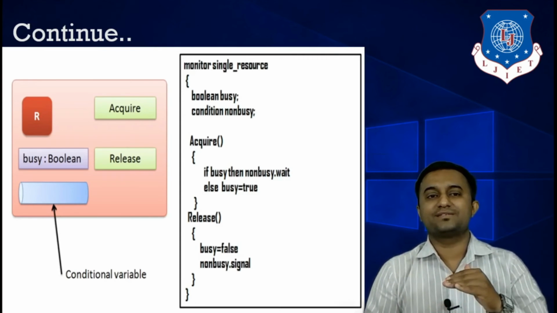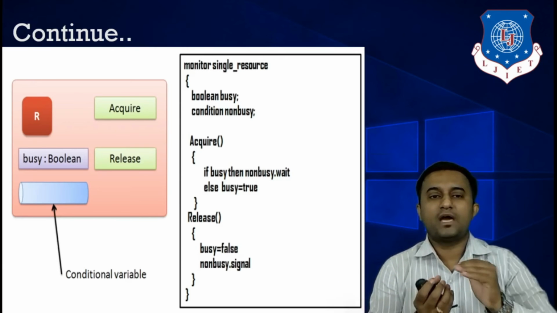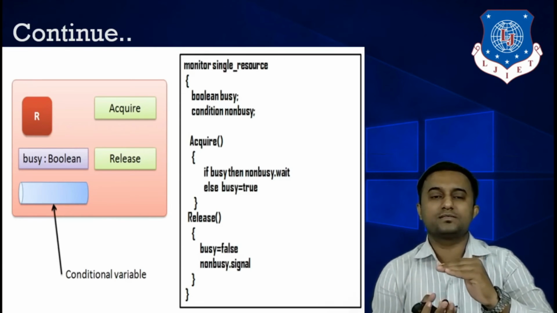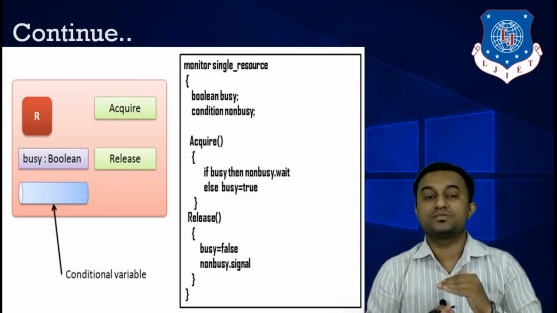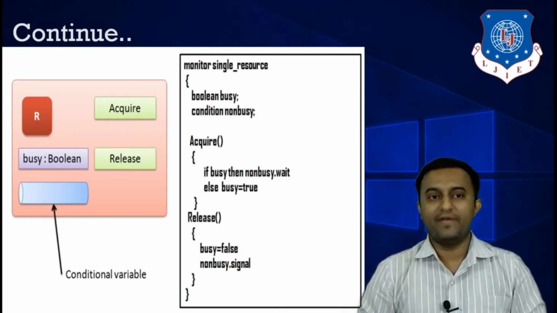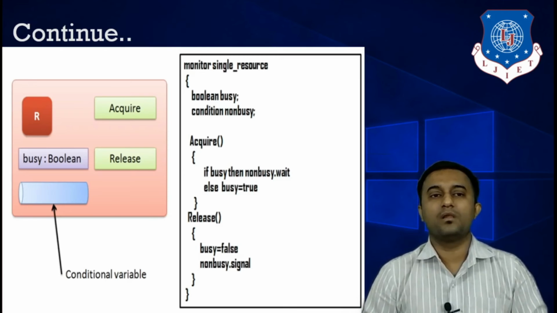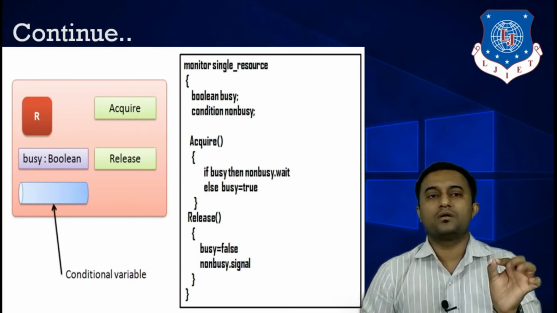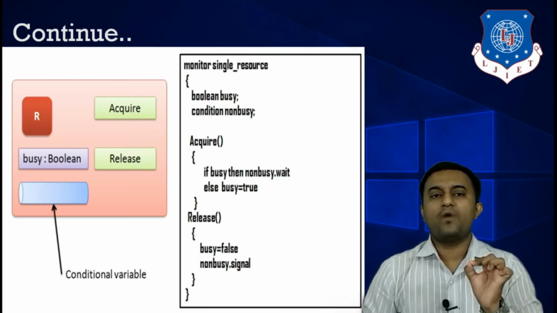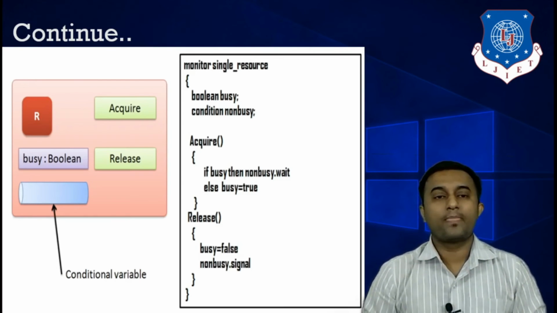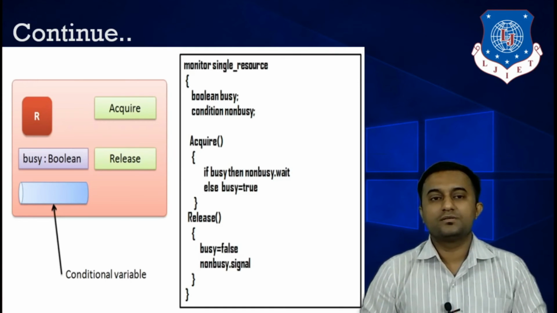In this case, you can see one block we have. We are going to discuss the monitor problem with the help of a single shared resource variable, and according to that we are going to discuss this example. R is nothing but the single shared resource that we have. Acquire and release are two different procedures we have.